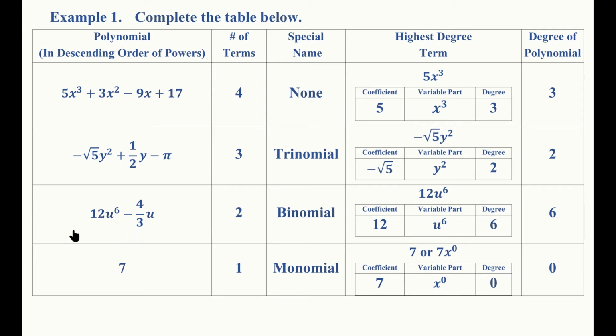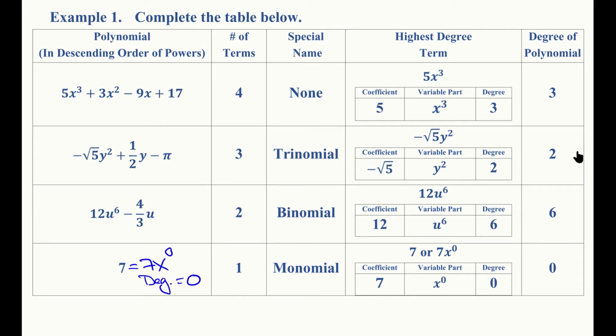This next one is a binomial because it has 2 terms, and that's the term with the highest degree. It has a coefficient of 12, variable part u to the 6, degree 6. So 6 is also the degree of this whole polynomial. And the last one is a monomial. Remember, we can write 7 as 7x to the 0. So therefore, the degree is 0. And that means the degree of the entire polynomial, which is just that simple 7 anyway, is also 0.